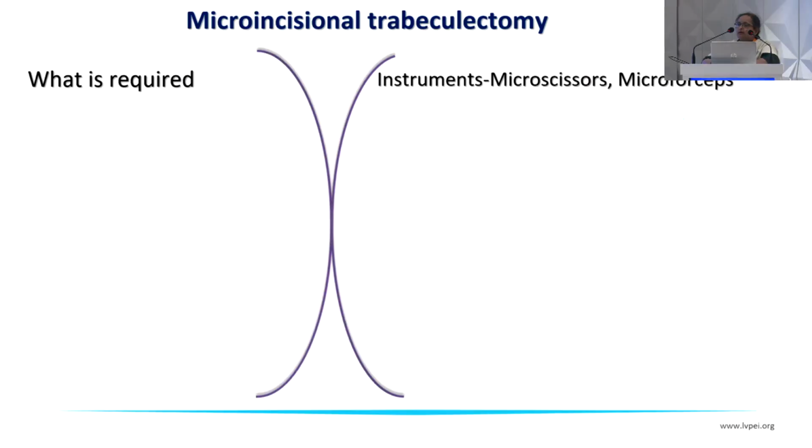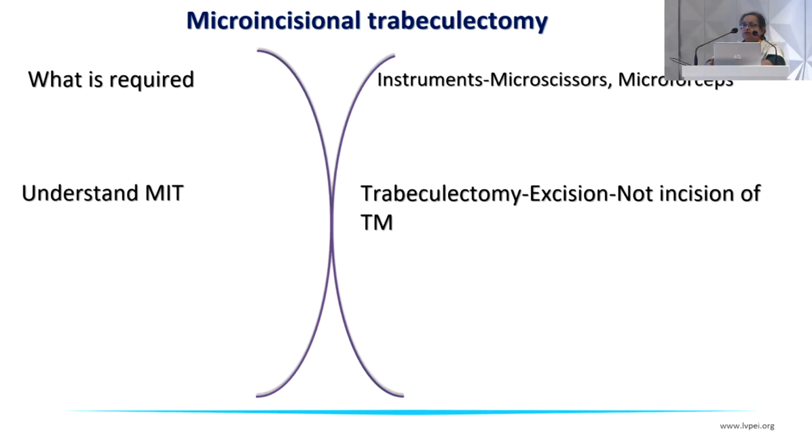Now what is required is, unlike the other procedures, you don't need very sophisticated instruments. You just contact your retina colleagues, get the straight 25 gauge micro scissors and 25 gauge micro forceps. That's all that you need. And if you get not the disposable ones, if you get one investment like a stainless steel or titanium, that's all that you need apart from the lenses.